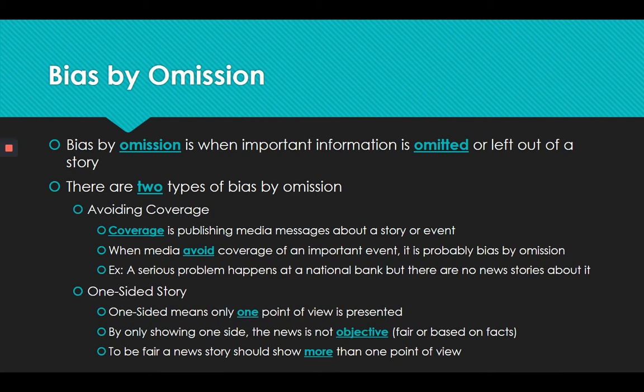For example, if a serious problem happens at a national bank, but there is no news about it, this would be an example of bias by omission, specifically avoiding coverage. The other type of bias by omission is the one-sided story. One-sided means only one point of view is presented. By only showing one side, the news is not objective, fair, or based on facts. And in order to be fair, a news story should show more than one point of view.